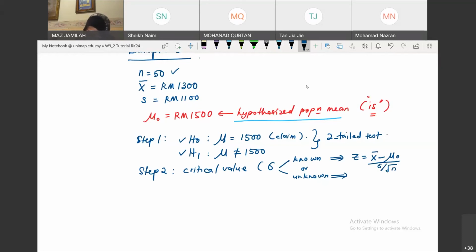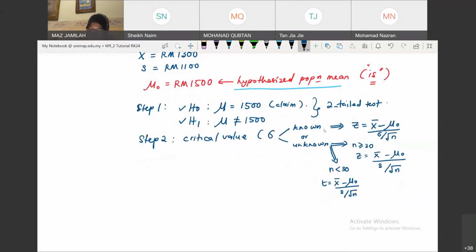If it is unknown, you will have two situations. It's either sigma unknown and n greater than or equal to 30, so your Z would be x bar minus mu naught divided by S over square root of n. If n is less than 30, you will have to use T as your critical value: T equals x bar minus mu naught divided by S over square root of n.